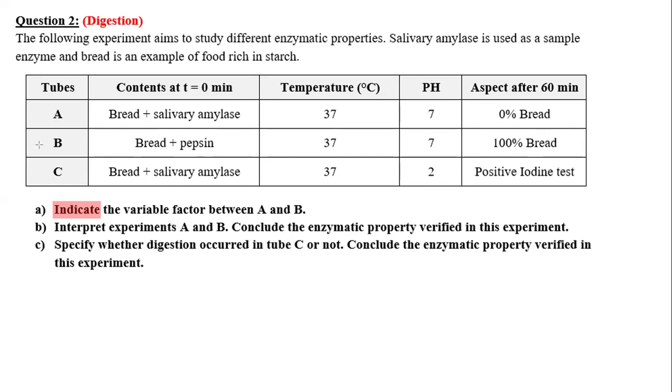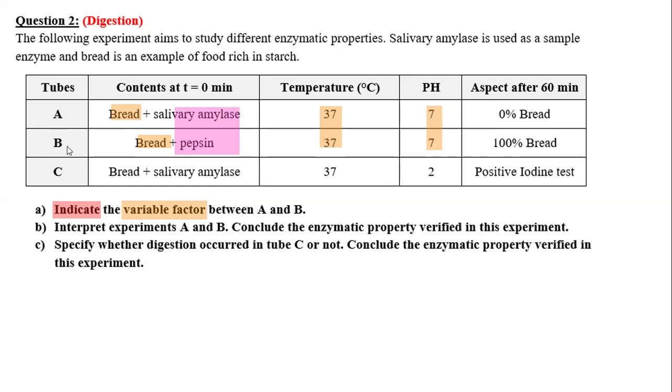Tell me, what is the variable factor? What is the different factor between A and B? Look at A and B. Here there is bread, here there is bread. Here 37 temperature, here 37. pH is the same. We look at the conditions. What's different in here? Here we have the salivary amylase, here we have pepsin. So what do we call this? How can we mention that this is the variable factor?